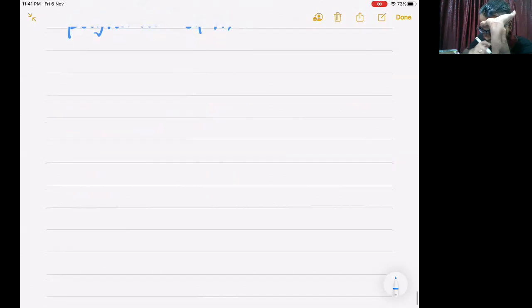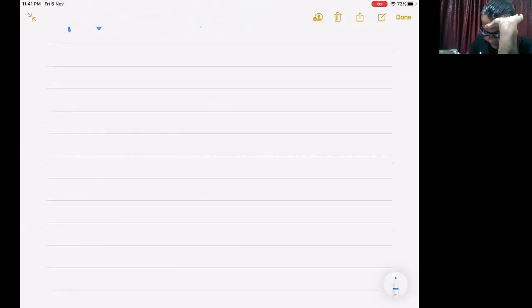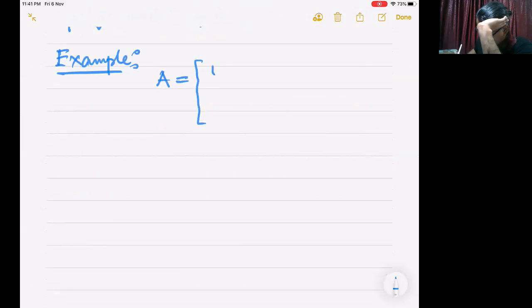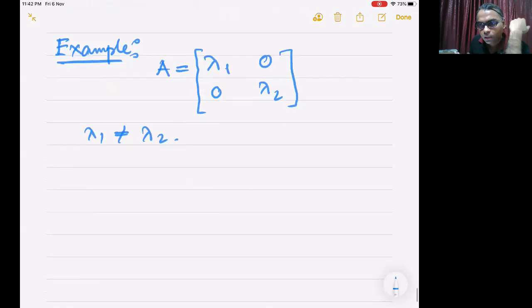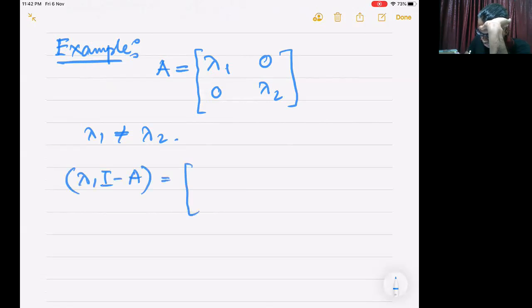So for example, let us suppose we look at the matrix A, which is lambda 1 0 0 lambda 2. So a diagonal matrix like this, and suppose lambda 1 is not equal to lambda 2. What is this minimal polynomial? How do I get this? I can notice that if I look at lambda 1 identity minus A, this happens to be 0 0 0 lambda 1 minus lambda 2.